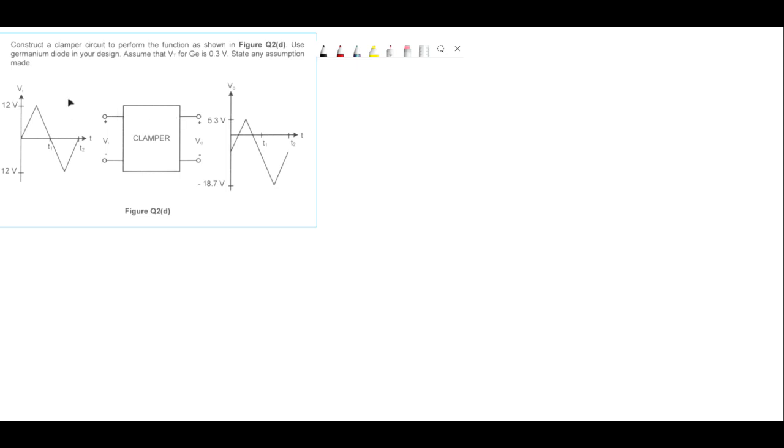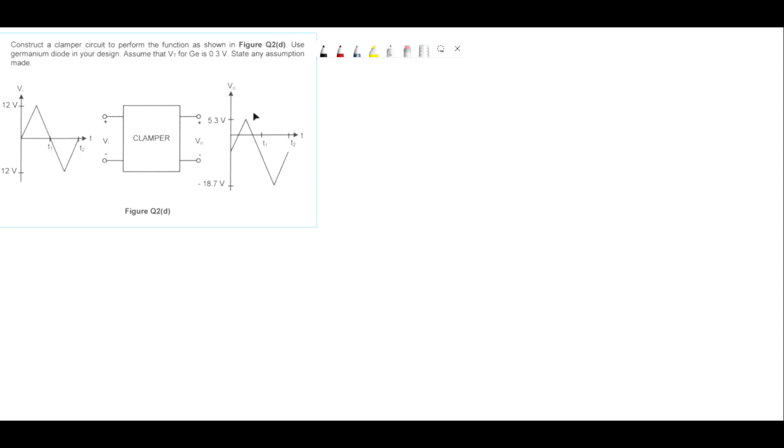Right, so by analyzing between the output waveform and input waveform, you can determine either this circuit is a negative clamper or positive clamper, right? So kita tengok, you can look at the input, right? Input 12 volt for the positive half cycle 12 volt, and then negative half cycle is negative 12 volt, right?